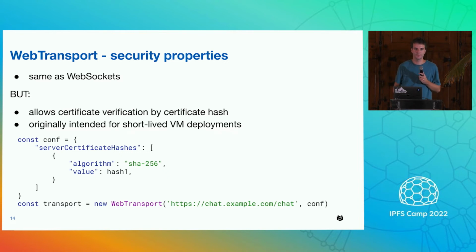So what the browser does is it just establishes the connection, does the TLS handshake, and then it calculates the SHA-256 hash of the certificate, and if that matches the value that it expected, then it will accept this as a secure connection.